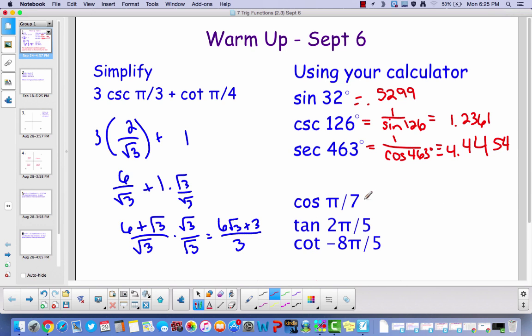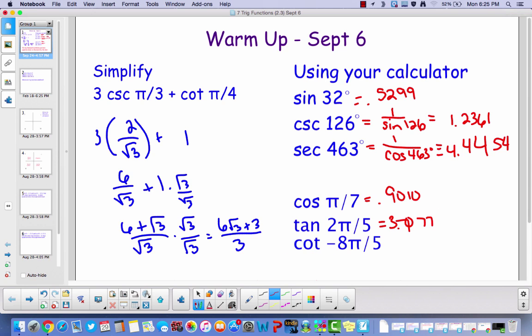These are in radians, so we need to put those in radians. Cosine of pi over 7, we simply plug into our calculator. We get 0.9010 if we round to 4 decimal places. Tangent of 2 pi over 5, we can also put in our calculator. We get 3.0777.